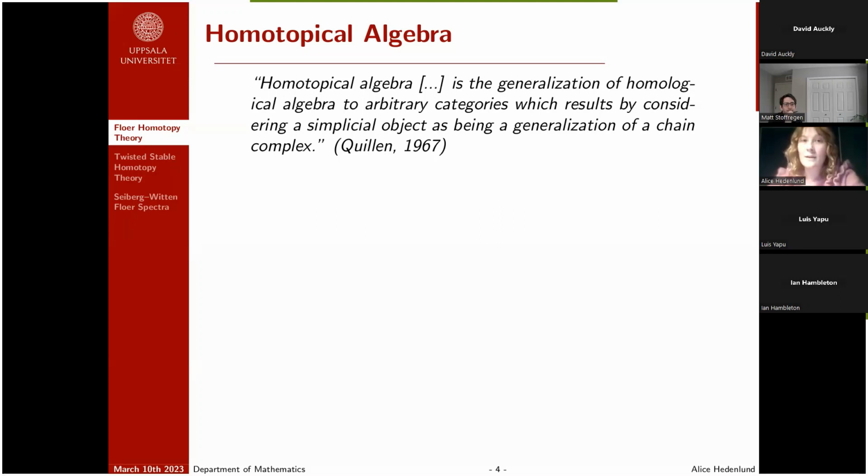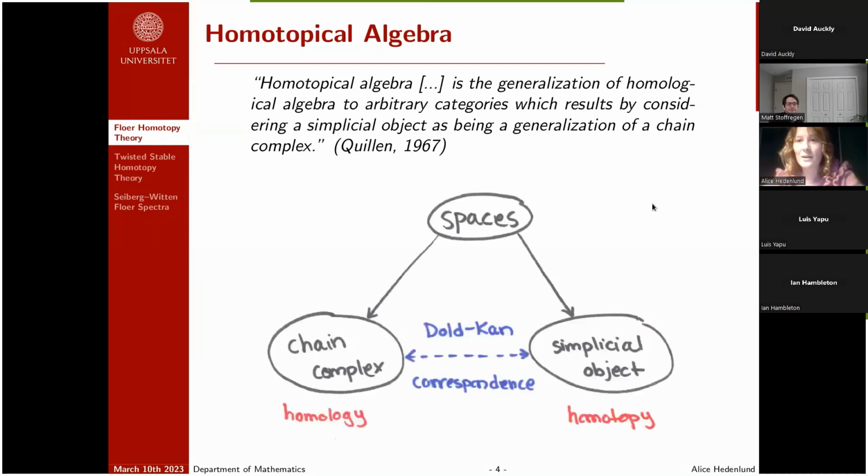He said that homotopical algebra is the generalization of homological algebra to arbitrary categories, which results by considering a simplicial object as being a generalization of a chain complex. So let me try to unpack what this means. So I have this picture here.